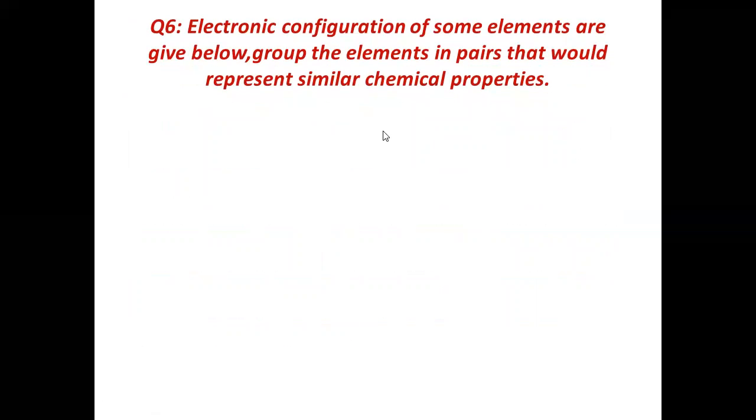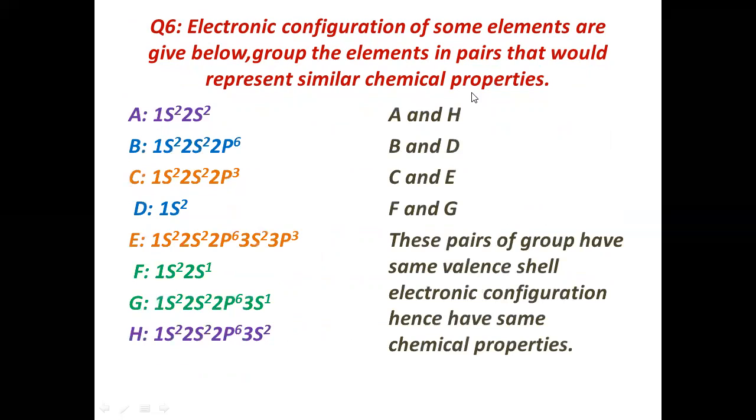Question number 6. Electronic configuration of some elements are given below. Group the elements in pairs that would represent similar chemical properties. We have to make pairs of them. First one is 1s2 2s2. So you can see that the outermost shell is second and it has 2 electrons. So the 2 electrons in the outermost shell means that it is present in group number 2.